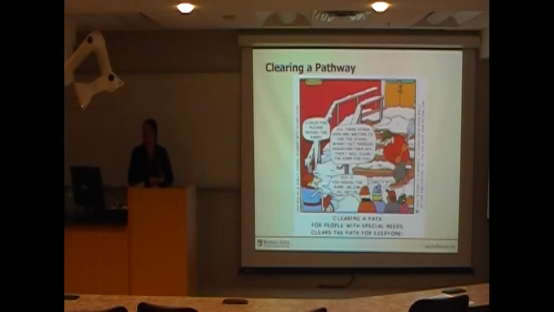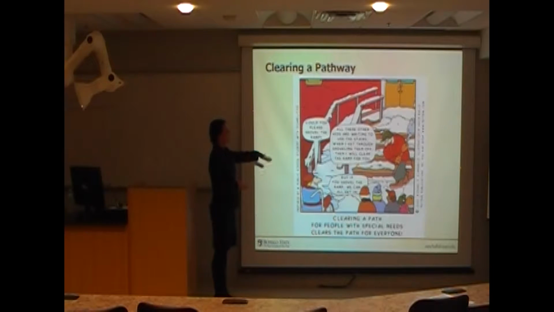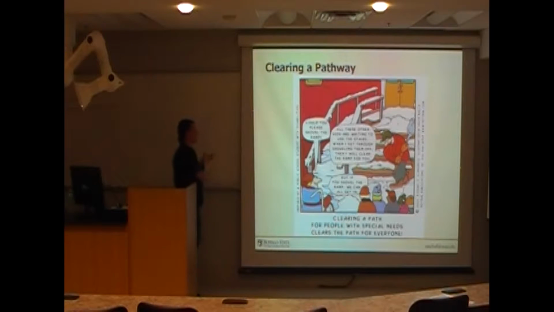All right. So it's interesting. Whitney shared a cartoon earlier about the different animals, and they all have to complete the same test. They're obviously not all going to be successful. This is another cartoon that makes the same point. Here, this person in a wheelchair says, "Can you please shovel the ramp so we can go up the ramp?" And the man says, "All these other kids are waiting to use the stairs, so when I get through shoveling them up, then I'll clear the ramp for you." And the kid in the wheelchair says, "But if you shovel the ramp, we can all get in." So, clearing a path for people with special needs clears the path for everyone. And that gives the message of universal design for learning.